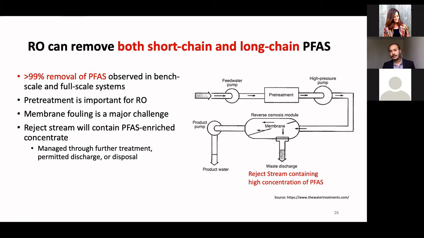A reverse osmosis system works a little differently than the granular activated carbon and ion exchange systems in that the PFAS are adsorbed onto your carbon and ion exchange resins, whereas in a reverse osmosis system, they are rejected. So they are concentrated in the waste discharge that comes out of your reverse osmosis system. In an RO system, you are then creating this concentrated PFAS waste that has to be managed further, either by treatment, permanent discharge, or safe disposal.